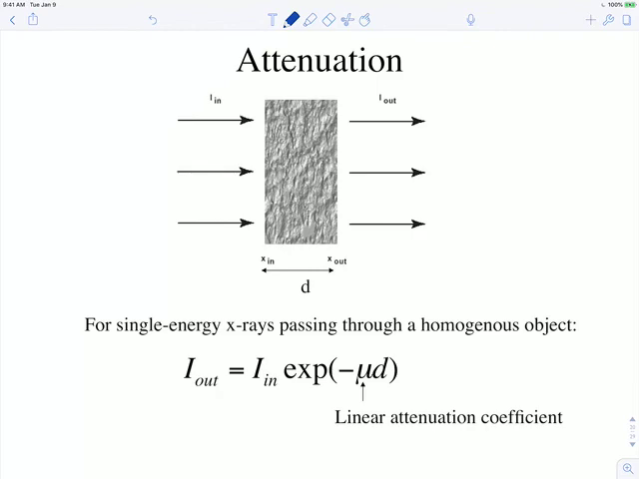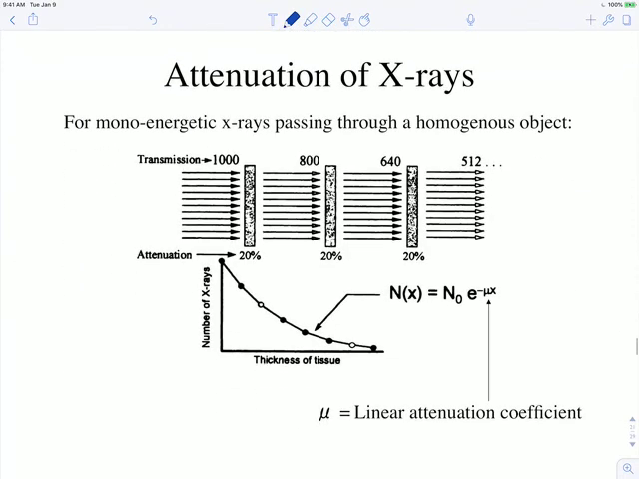So what we say is that the output intensity is equal to the input intensity multiplied by an exponential factor. That is e to the minus mu, which is our linear attenuation coefficient, multiplied by how thick the object was. So the thicker the object, the more distance it has to travel, the more it's going to get attenuated, or the higher the attenuation coefficient, the more it's going to get attenuated. And this is an example where each time I go through one of these thin slabs, I'm losing 20% of the intensity.